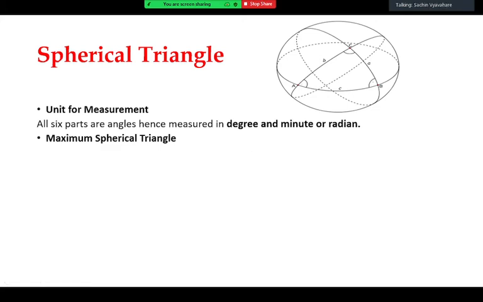Now the question that I want to ask on the previous slide: can you tell me what is the maximum spherical triangle that we have on the surface of a sphere? You can consider it like this also: what is the maximum surface area of that spherical triangle? Infinite? No, how is it infinite? A sphere is limited. 180 degree? I'm asking the maximum spherical triangle, not the angle of the spherical triangle. What is the maximum spherical triangle you can imagine on the surface of a sphere?